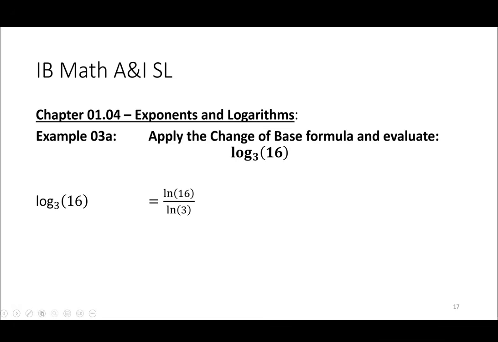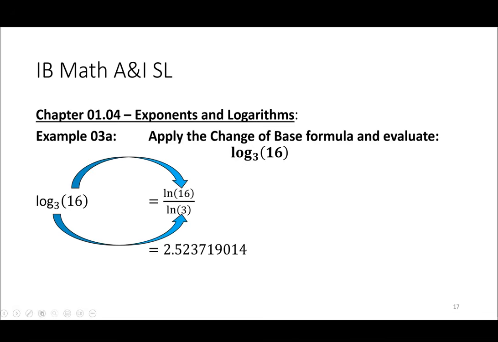All right, so if I do this, log base 3 of 16, I can just rewrite that as natural log of 16 over the natural log of 3. Type that in my calculator, press enter, or just use the log base. Got it. Done. All right. That's it for today as far as I am concerned.